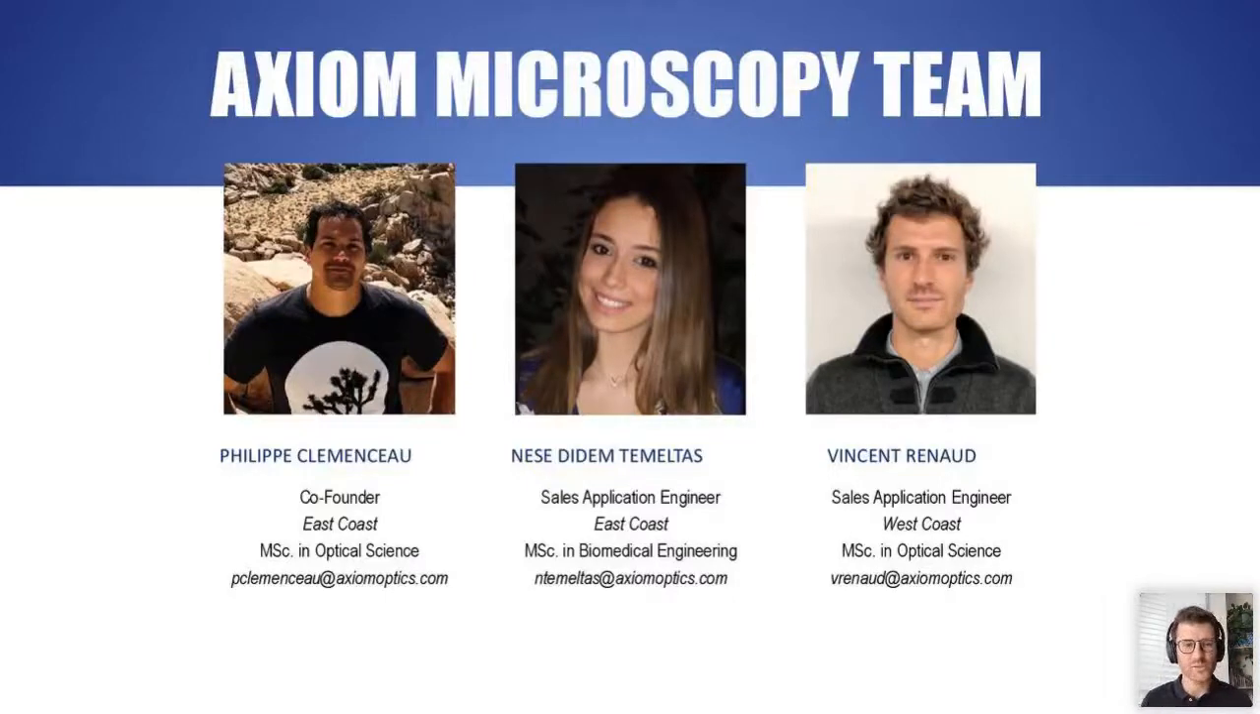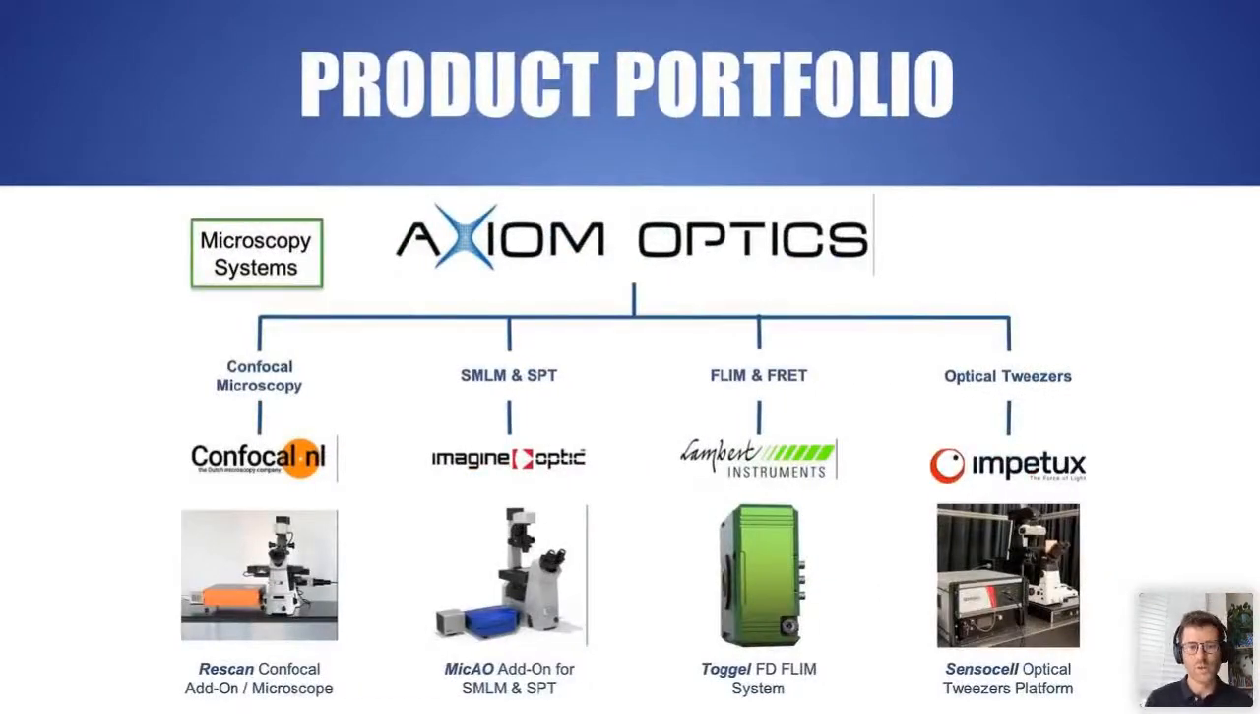So let's start with a quick presentation of RCM Optics. RCM Optics is a distributor specializing in optical instrumentation. We do several things, among which we have a microscopy team of three people, Philippe Clemenceau and Neche Temeltas on the East Coast and myself on the West Coast. Among the different things we do, we have four add-on systems that can transform a microscope, typically a widefield microscope, into a system with more capabilities. The first one is the Rescan Confocal Microscope that we're going to present today, which transforms a widefield into a laser scanning confocal system with super resolution. We also have the Mikao add-on for 3D single molecule localization microscopy from Imagine Optics. We also offer the toggle FLIM system, which is a frequency domain FLIM system using a camera. And we also recently started working with SensoCell, which is an optical tweezers and force measurement platform.